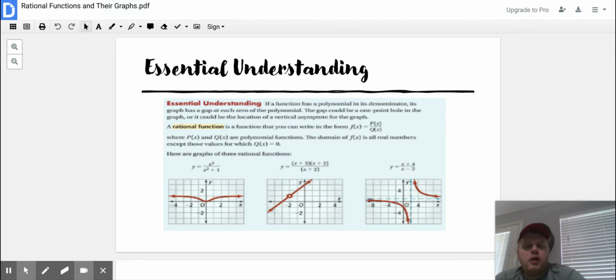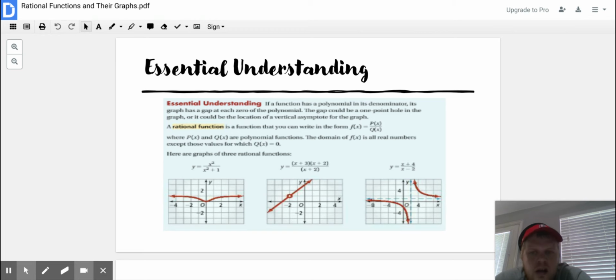If a function has a polynomial in its denominator, its graph has a gap at each zero of the polynomial. The gap could be a one-point hole in the graph, or it could be the location of a vertical asymptote for the graph. A rational function is a function that you can write in the form f of x equals p of x over q of x, where p of x and q of x are polynomial functions. The domain of f of x is always all real numbers except for those for which q of x can equal 0. Again, remember, in our fractions, we do not want 0 in our denominator.